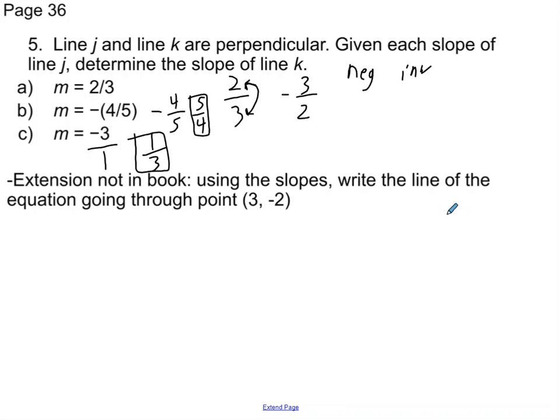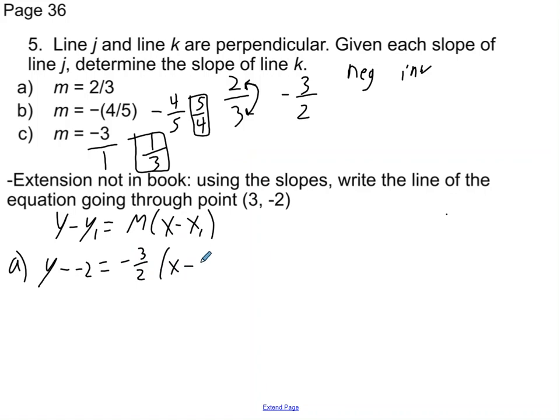Here's a problem that's not in the book that I wanted to go into. So we're now going to use these slopes to make an equation for each line that goes through the point 3, -2. So if I remember from the previous slide, I need the equation y minus y1 equals m times x minus x1. So for A, I'm going to have y minus -2 equals slope. The slope that's perpendicular to 2/3 is the negative inverse of -2/3. I'm sorry, -3/2 times x minus 3.